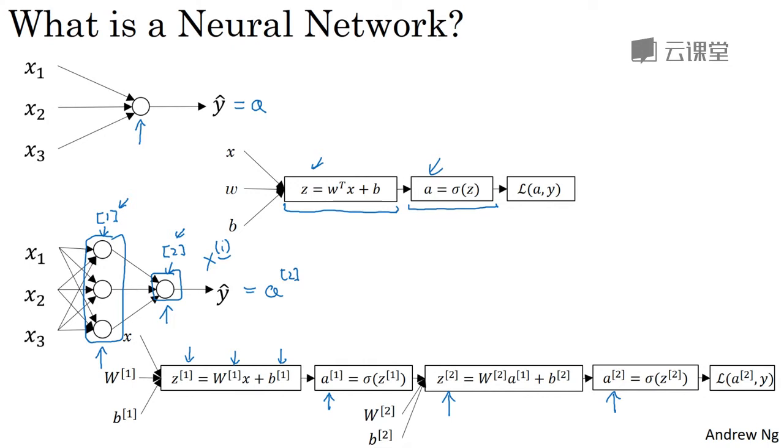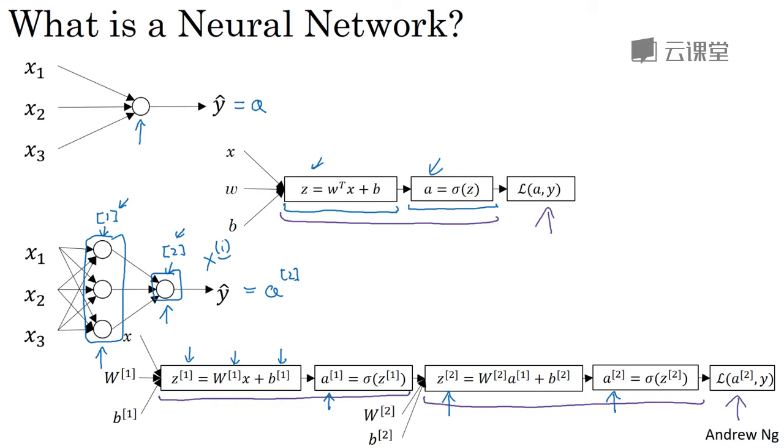So I know that was a lot of details, but the key intuition to take away is that whereas for logistic regression, we had this z followed by an a calculation, in this neural network here we just do it multiple times. There's a z followed by an a calculation and a z followed by an a calculation, and then you finally compute the loss at the end.